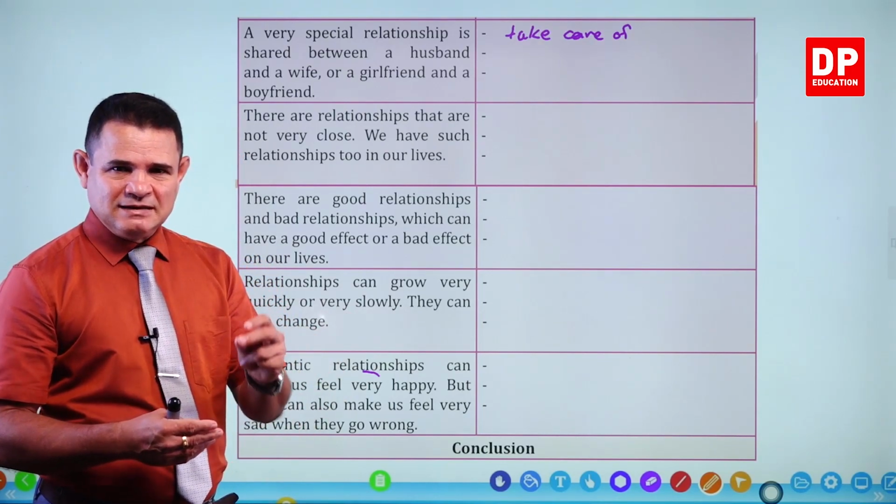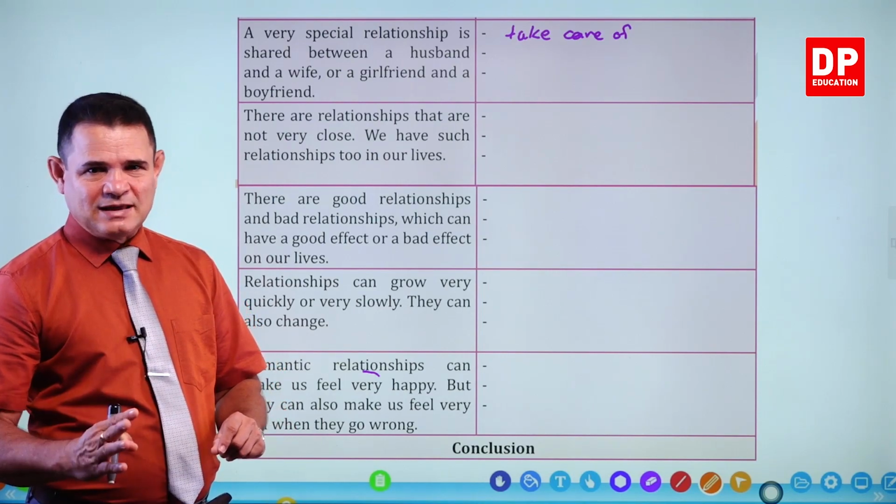When a little thing goes wrong, all collapse.